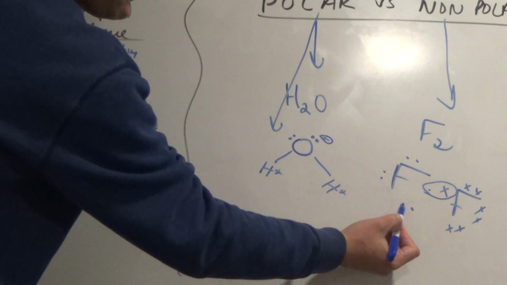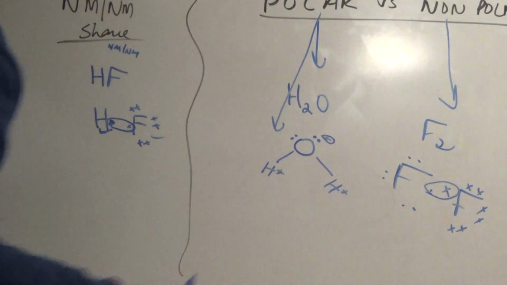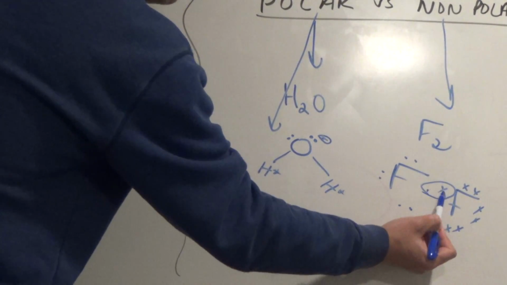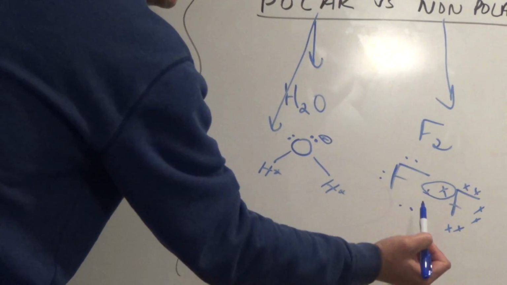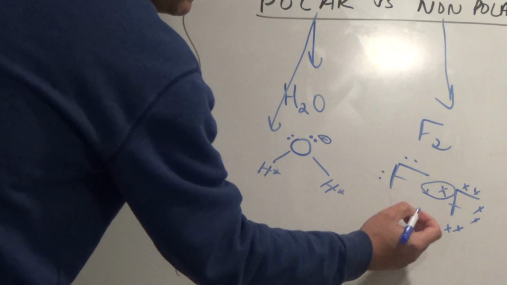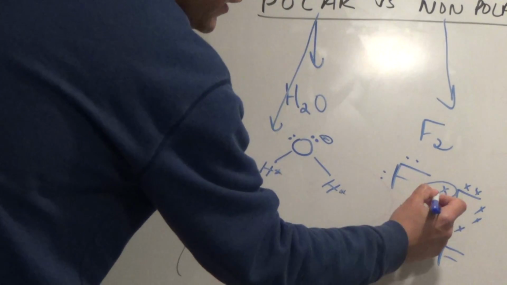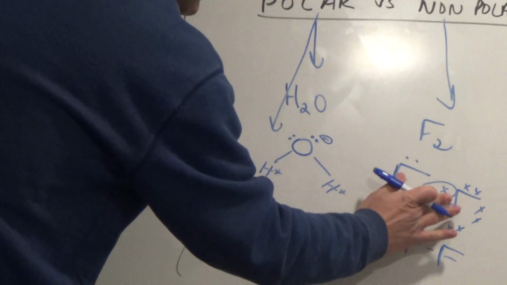So it has 2, 4, 6, 7 of its own. Access to that one, 8. Here, 2, 4, 6, 7 of its own. Access to one more, 8. This is a shared pair. So if you notice now, we draw it like this. This becomes this. So let me color code it.